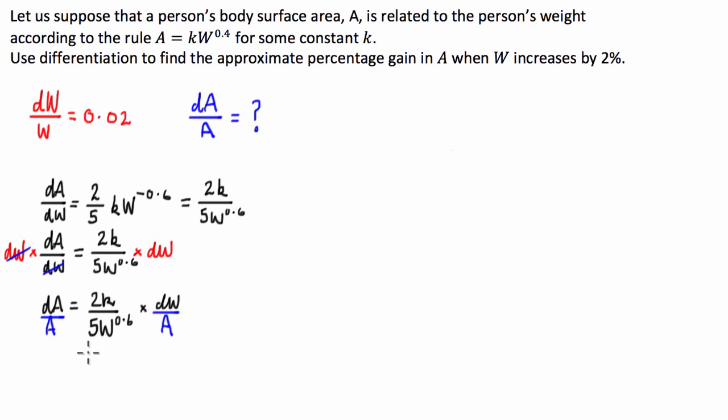Now what we have to be able to do here is relate this somehow to the change, or the percentage change, in the person's weight. So what we're going to do is substitute in what we know A is equal to, which we get from the question up here. A is equal to kW to the power of 0.4. So I'm going to have dW at the top, and in the denominator, rather than having A, I'm going to have kW to the power of 0.4.